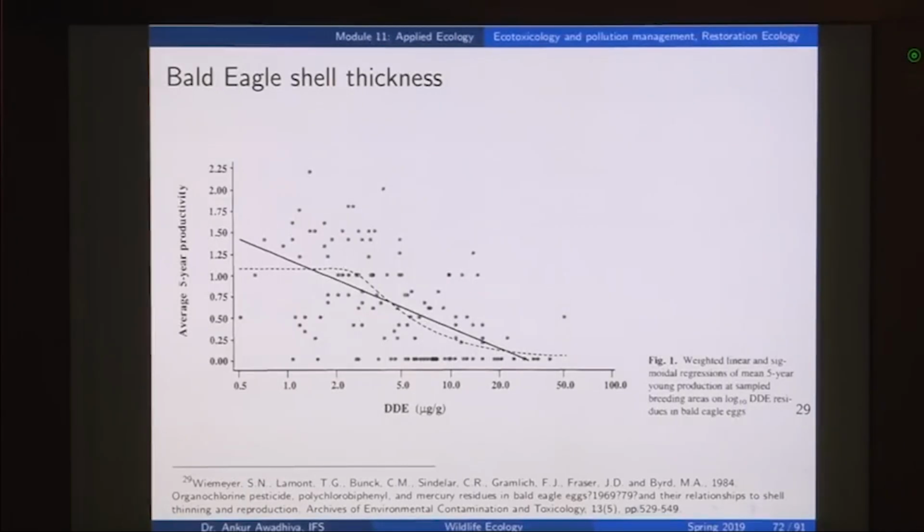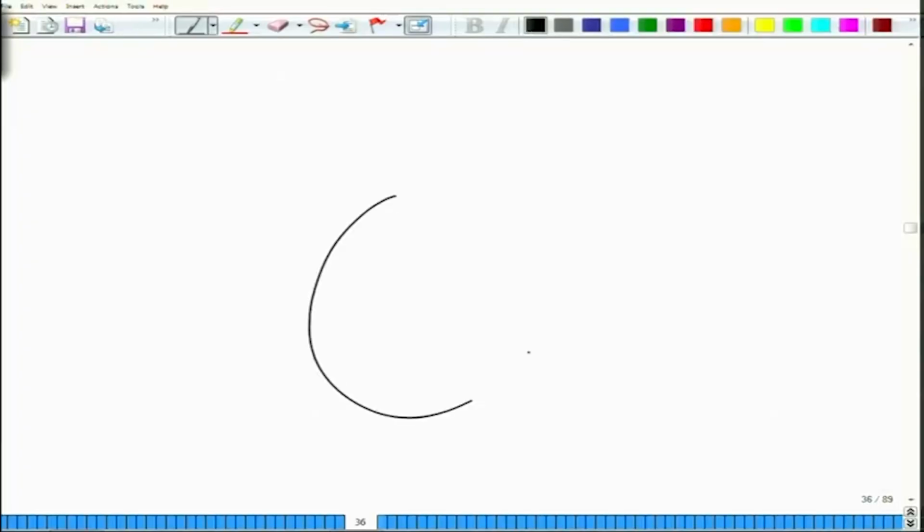Now, what is happening in this case is that the birds are laying eggs. Because the bald eagle is a bird, it is laying an egg. The outer layer of the egg is made up of certain chemicals that are rich in calcium, which give it sturdiness. The egg has to be kept at a certain temperature, so that the chick is able to develop inside. To keep this egg at a fixed temperature, the birds sit on these eggs.